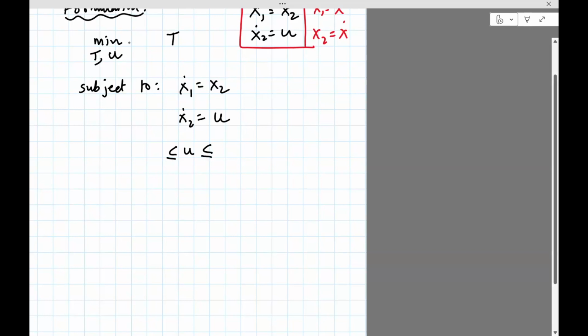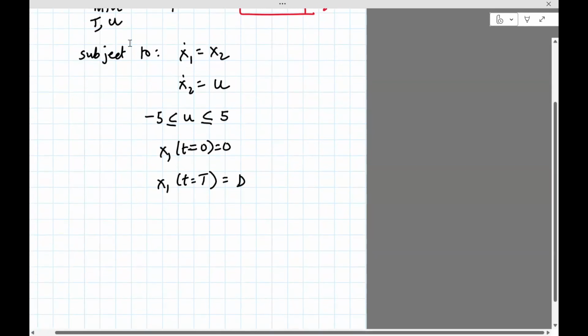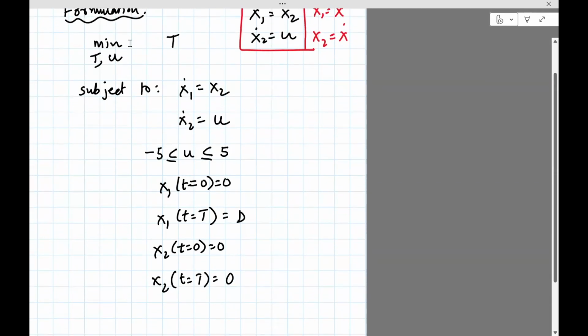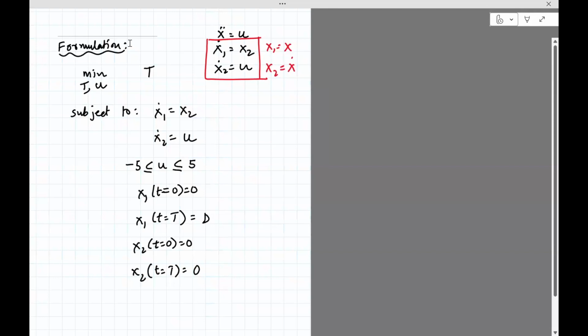We have bounds on u, -5 and 5. We also have constraints on the position: at time t equals 0 it is 0, at time t equals uppercase T, it's d. The velocity at the start time is 0. Velocity at the end time, so remember that's just x2, is 0. Yeah, are we missing anything? I think we're good on the constraints.